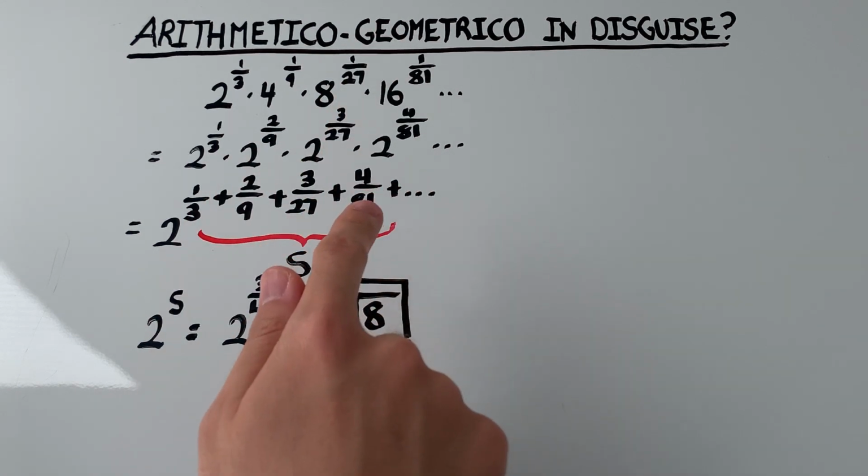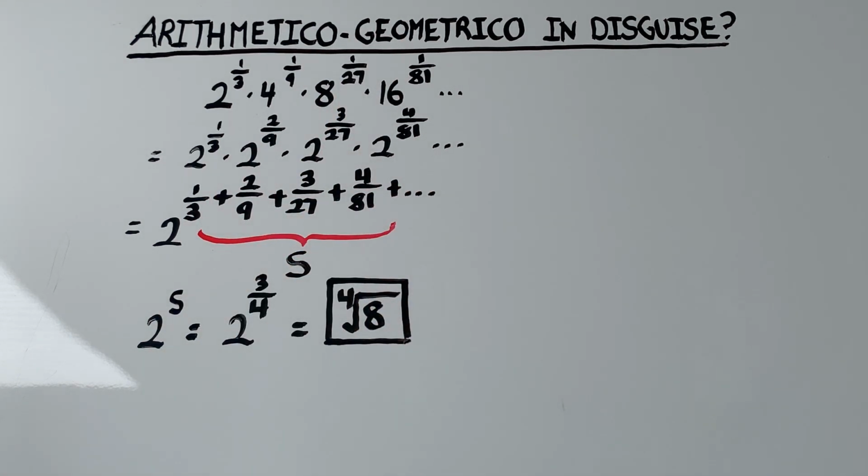So this was a nice example of a problem that may have seemed very intimidating, but once we did a little simplification, we found that it's just an Arithmetico-Geometrico series in disguise. So even though we didn't see the Arithmetico-Geometrico series right away, after a little bit of digging, we found it.